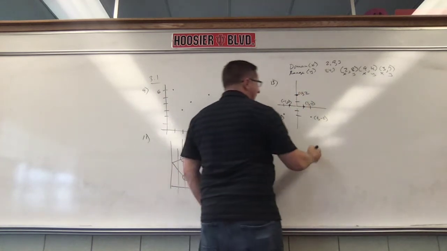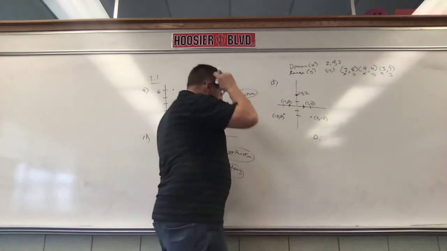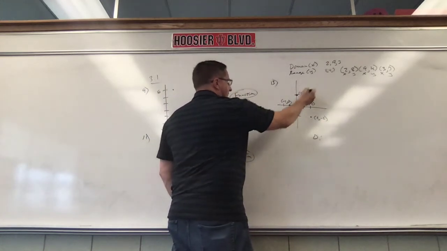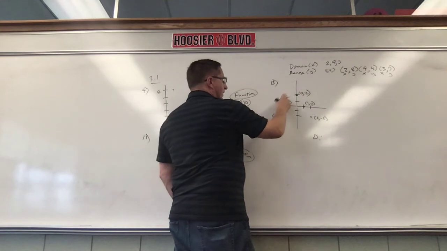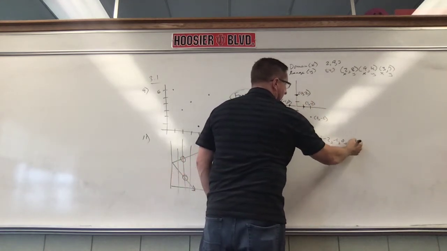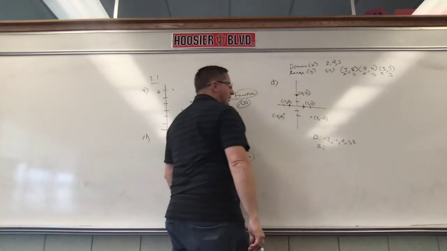Okay, so the domain. The domain are just the x values. Now, if I list off the x values, they are -2, -1, 0, 1, and 2. The range are the y values.